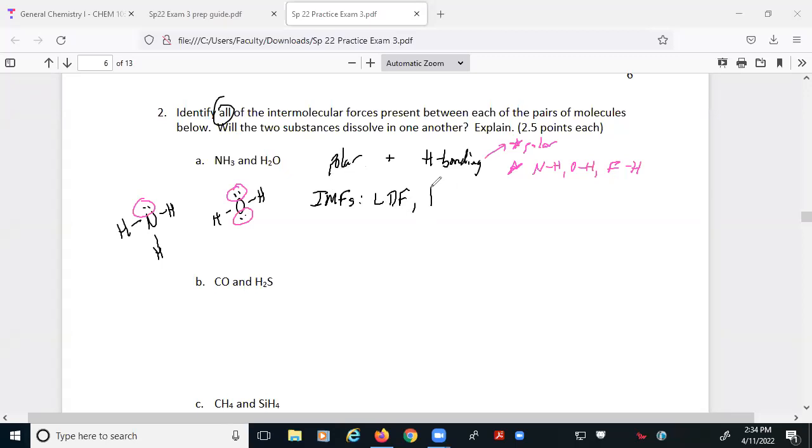Since it is polar, we also have dipole-dipole forces in play. And since we have hydrogen bonding also, hydrogen bonding will play in as well. So that identifies the first part of the question. Second part of the question, will the two substances dissolve in each other?